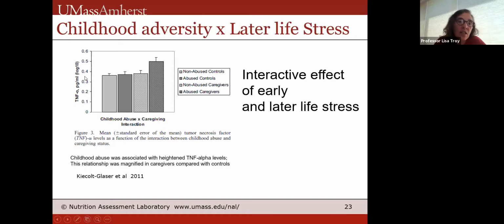And it's looking at the TNF-alpha in, I think this was in blood samples, that the childhood abuse was associated with higher TNF-alpha levels and magnified when it was in caregivers, when the caregivers were also abused versus non-abused. So I think this is just thinking about, well, how do we analyze the data in a way that makes the most sense to tease apart the interaction effects of early versus later stress.